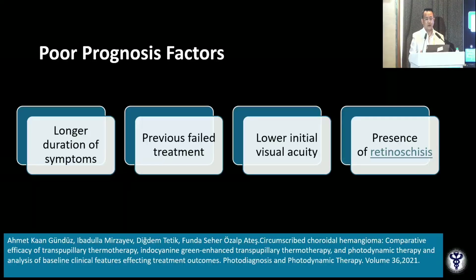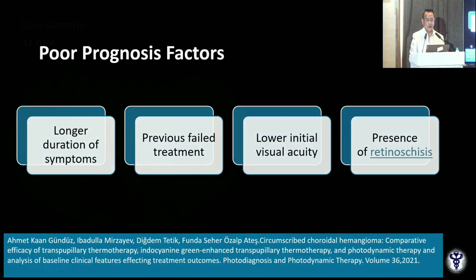So there are various factors where there can be a poor prognosis leading to a poor response to the treatments, like in case of longer duration of the symptoms, previously failed treatment, lower initial visual acuity, and presence of retinoschisis. So these are the factors which have a poor response to the treatment.